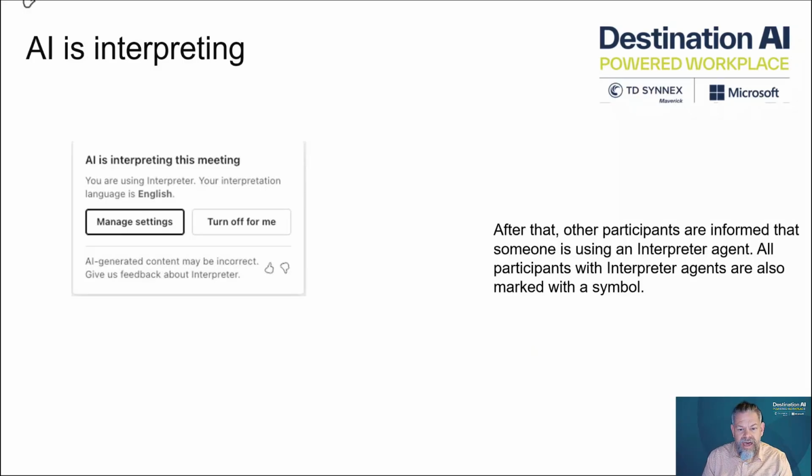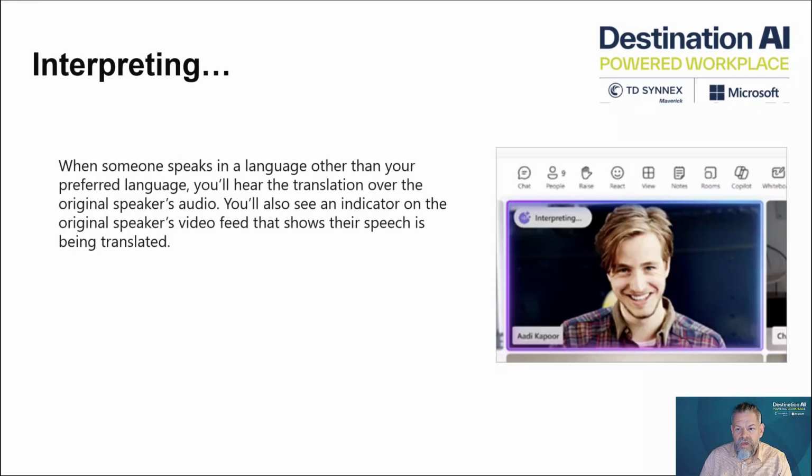Likewise, all the other participants are informed that somebody is using it, and participants with the interpreter agents will also be marked with that symbol. So again, we can see what's happening within it. We can see how things are portrayed. We get a good understanding of how that voice and that attribution is being recorded and applied. And at the end of it, we can easily see when that voice is being interpreted for us and the voice is coming through loud and clear with that interpreter agent applied.